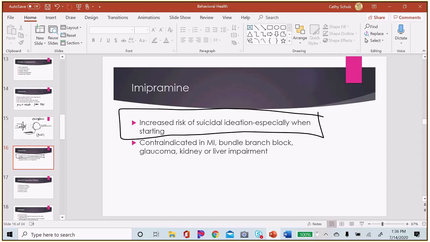And if the patient has kidney or liver impairment, then the dose has to be adjusted or they can't take the medicine, because that could decrease excretion and metabolism of the medication and increase the risk of heart symptoms. So that's the tricyclics.